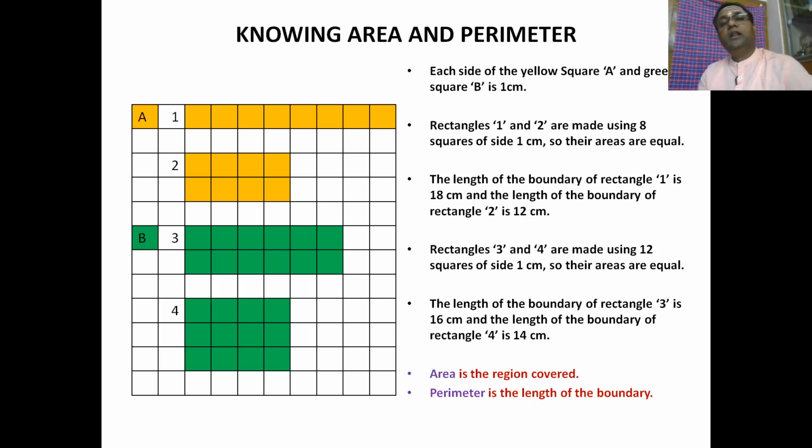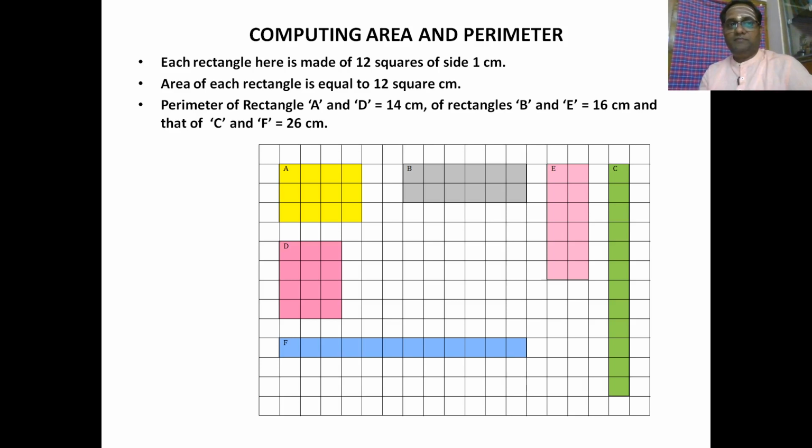Now we shall do some more questions to verify the area and perimeter. Now here there is one activity. Here each rectangle is made up of 12 squares of side 1 centimeter. So you can count 1, 2, 3, 4, 5, 6, 7, 8, 9, 10, 11, 12. So this is made up of 12 squares. You can count here 1, 2, 3, 3 2s are 6, 3 3s are 9, 3 4s are 12. So the rectangle D is again made up of 12 squares.